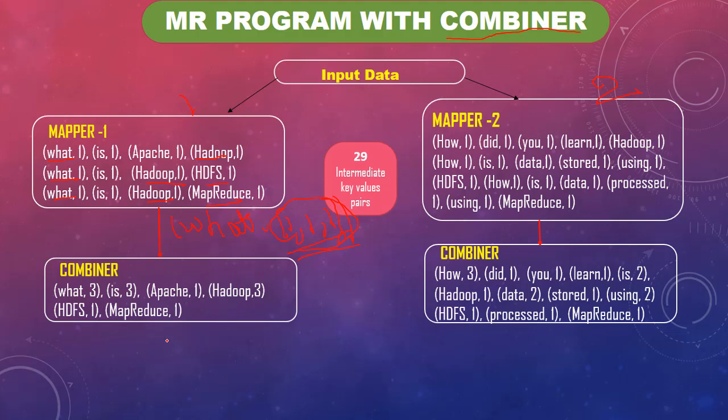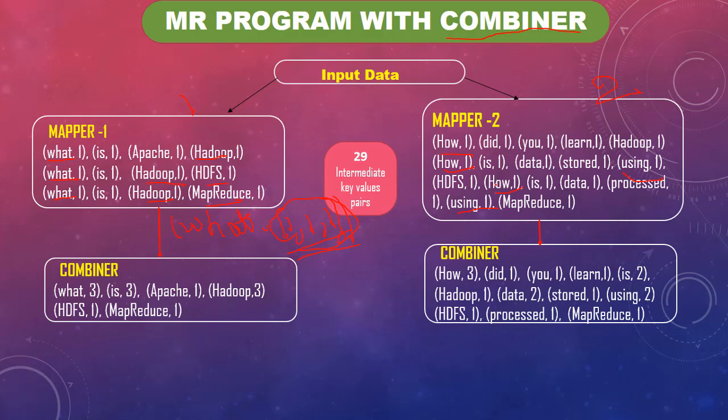So all these things, shuffling, sorting, as well as aggregating the value part, I'm performing on this mapper by the combiner. Similarly, this combiner will also perform the same thing on the intermediate key value pairs generated by this mapper. How is repeated thrice, if you observe here and here: how comma 3. Similarly, using is repeated twice.